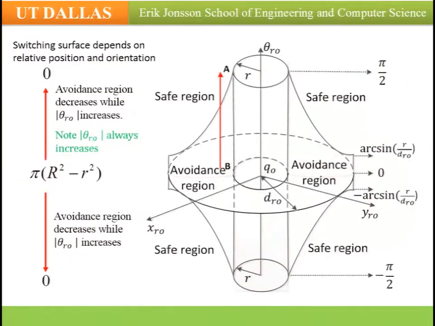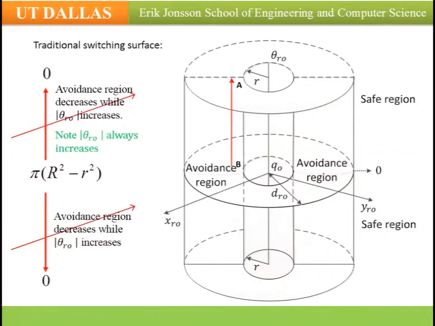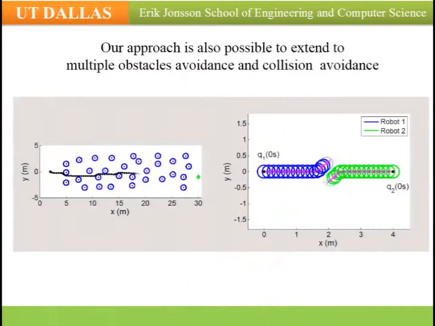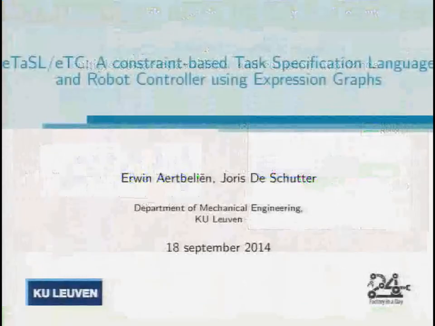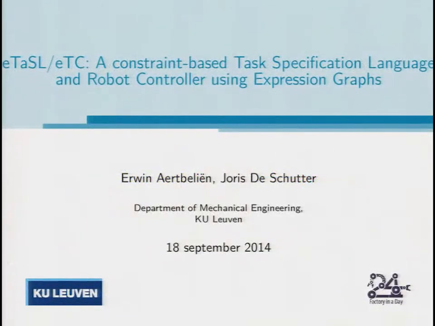Since our switching signal considers relative distance and orientation, the avoidance region decreases while the angle difference is increased. We also show the angle difference always increases in our work. If we only consider the distance information, the switching surface keeps the same all the time. Our work is also possible to extend to multiple obstacle avoidance and collision avoidance.